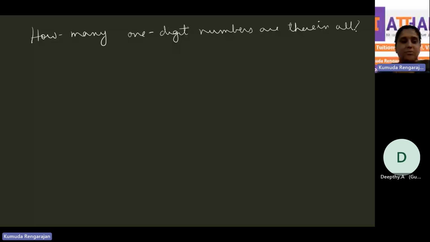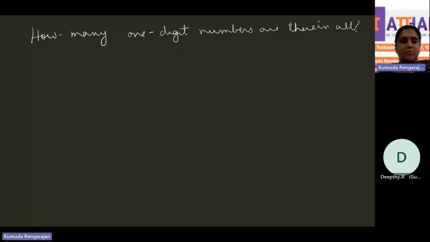Suppose I ask you how many three-digit numbers are there in all. We know that the three-digit numbers start from 100: 100, 101, 102, 103, 104, and so on, up to 999. How many are there? You can't count them, no.